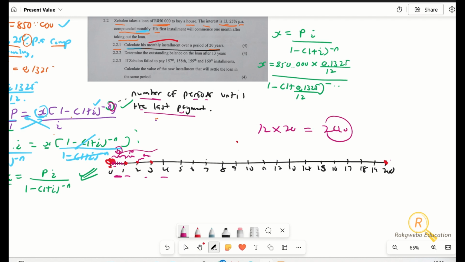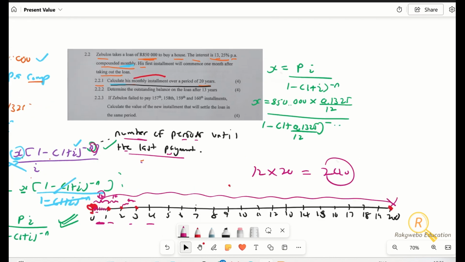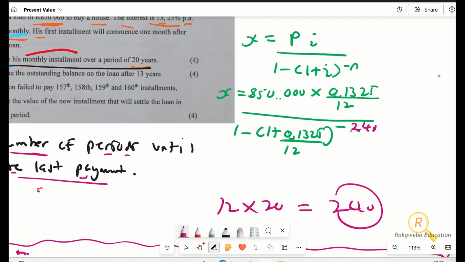So therefore, the number of periods until the last payment is 240. So you're going to substitute your N as 240. This is the most crucial part about the present value calculation. You've got to know the value of N. It's very delicate. One mistake, you're out. So just make sure that you understand what that means.